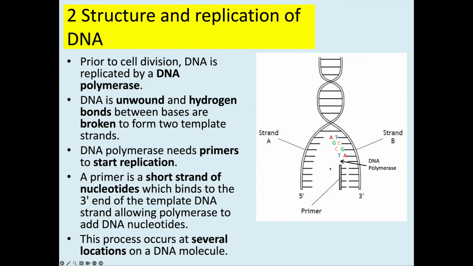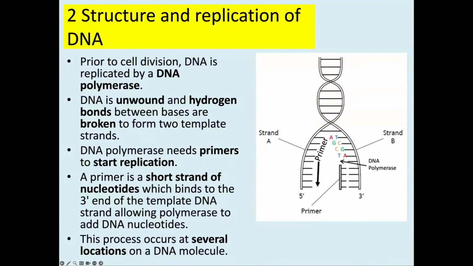And this process will happen not just at one place of the DNA, but all the way along the DNA at several locations, because DNA is an extremely long molecule. 3 billion or so base pairs within a strand of DNA. So it's a very long molecule, and we need to be replicating at several locations just to actually get this done in a timely manner. So the process happens at several locations all the way along the DNA molecule.